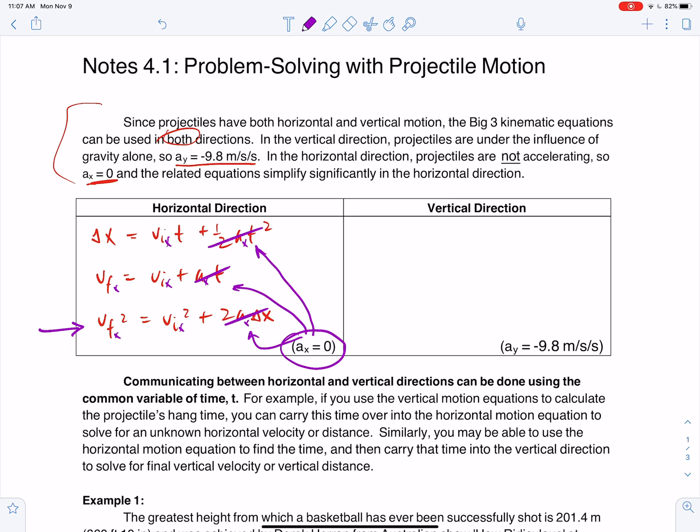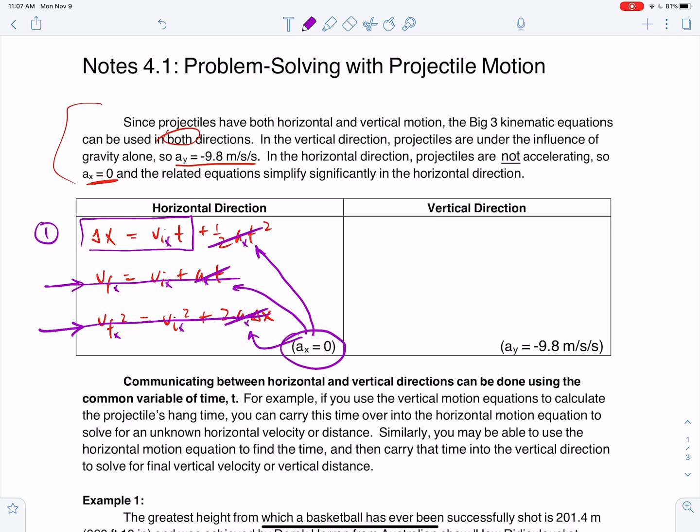So this equation doesn't really become particularly useful. This equation here, same thing. It simplifies to final velocity in the horizontal direction is equal to the initial velocity in the horizontal direction. Again, that's just a restatement that it's going at constant velocity in the horizontal direction. So this one is also not particularly useful. And this first equation is the only useful equation in the horizontal direction. So I'm going to call this equation 1.